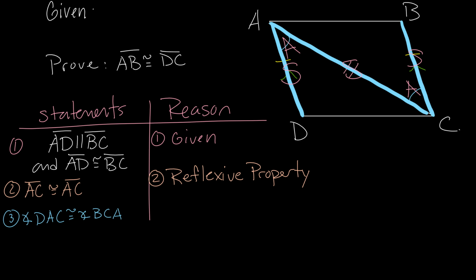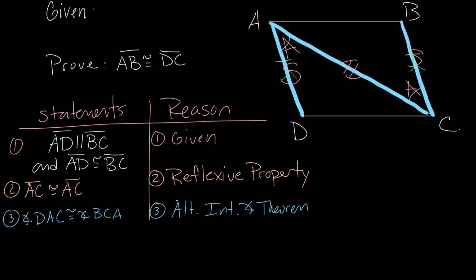And how do I know they're congruent? The alternate interior angle theorem tells us those angles are congruent. Now that I know I have two angles congruent, I have the given that told me the sides were congruent, and I also have the reflexive side, how are these two triangles congruent?